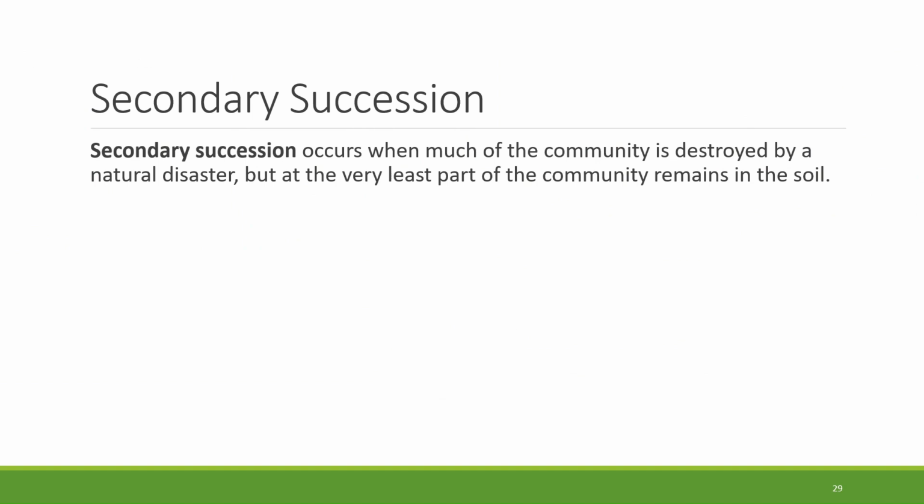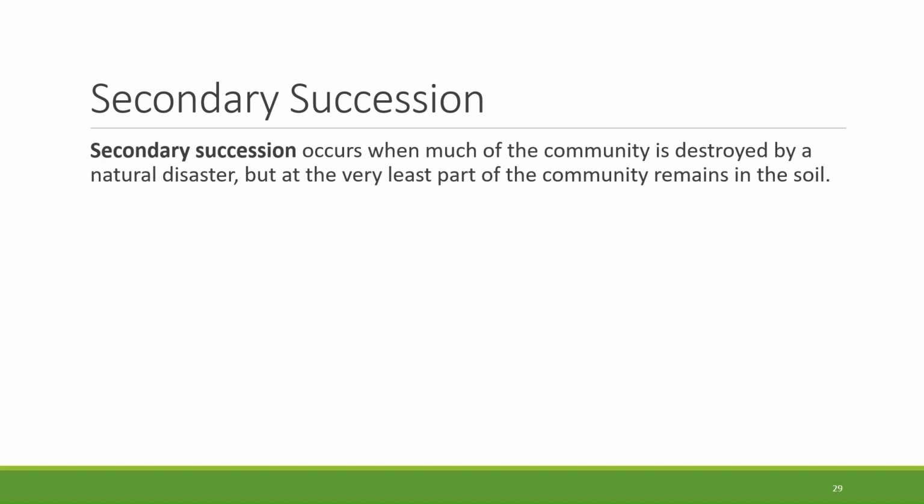Secondary succession looks somewhat similar, but the starting point is different. Secondary succession happens when much of the community is destroyed by a natural disaster, but at the very least, part of the community remains alive in the soil. So we're talking bacteria, fungus, worms, insects. These are things that can survive many natural disasters like floods or fires or earthquakes.